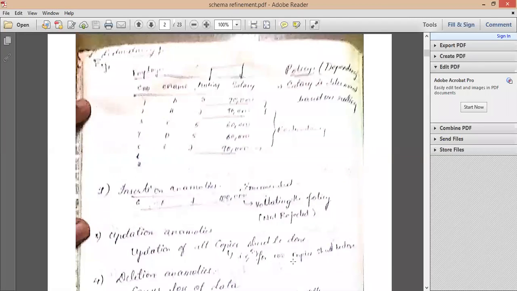Now what do you mean by updation? Updation is basically, suppose I want to update the salary.